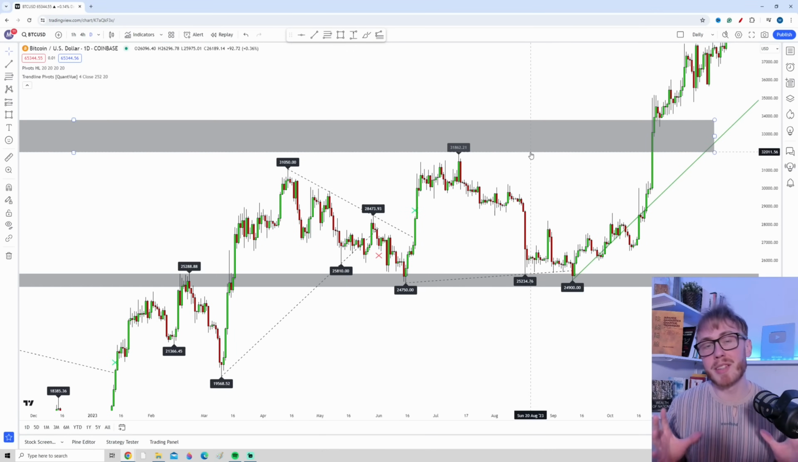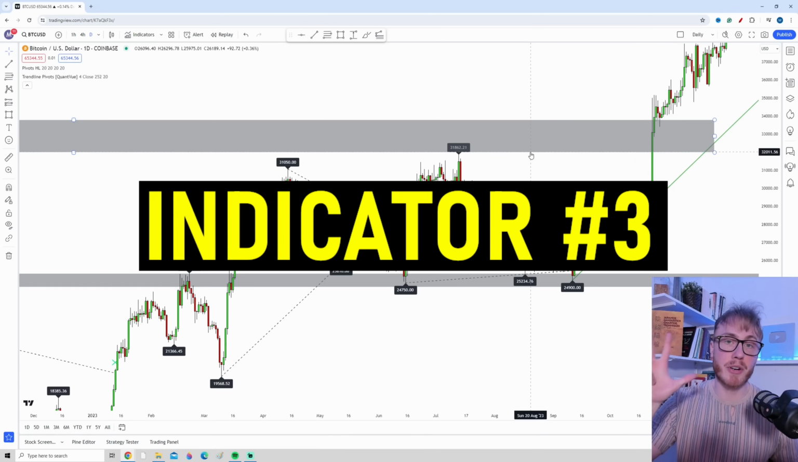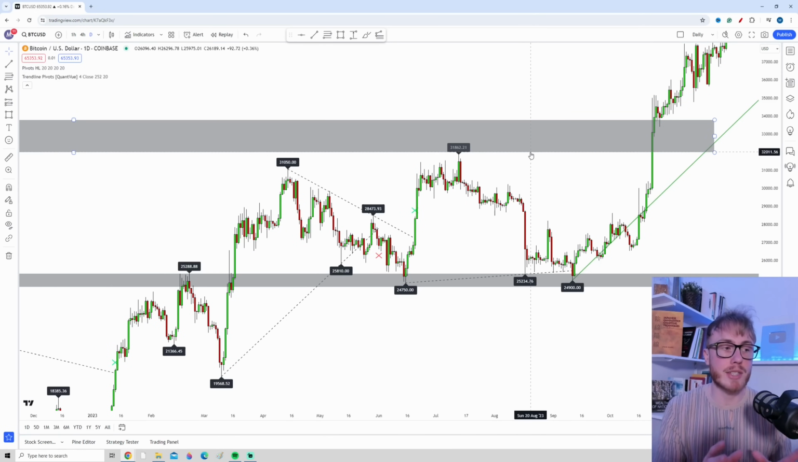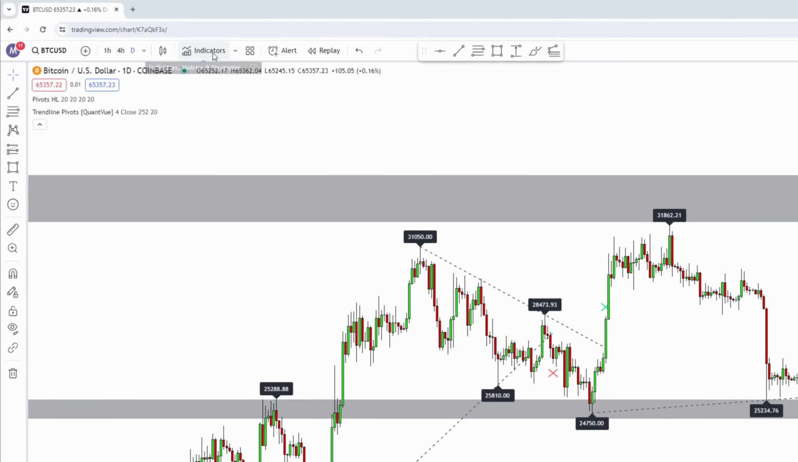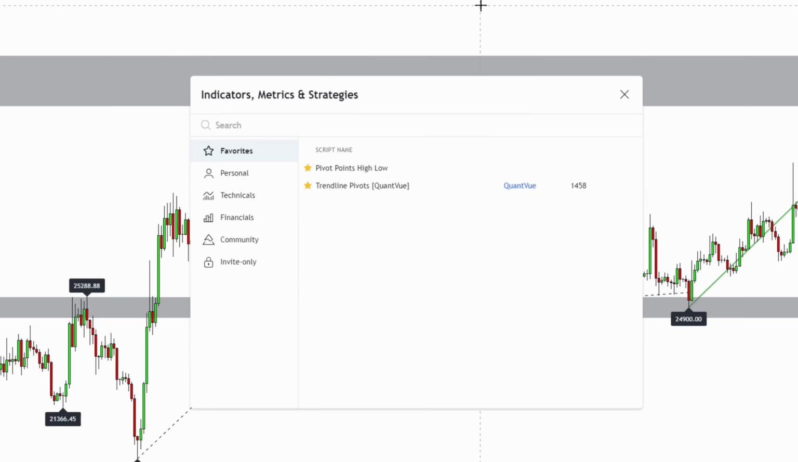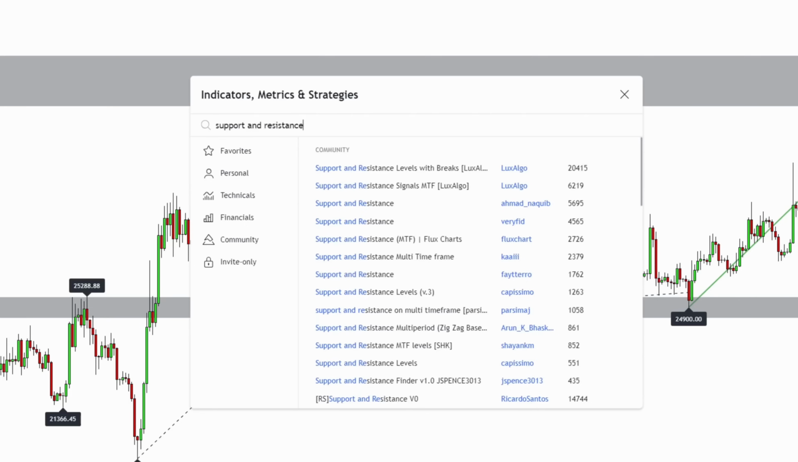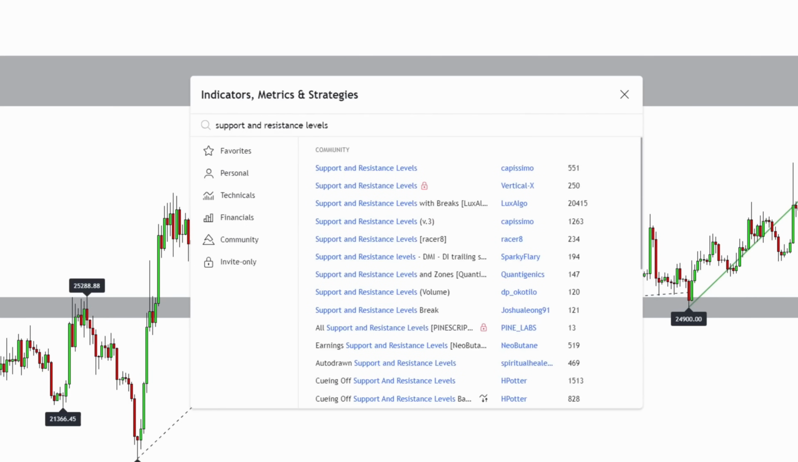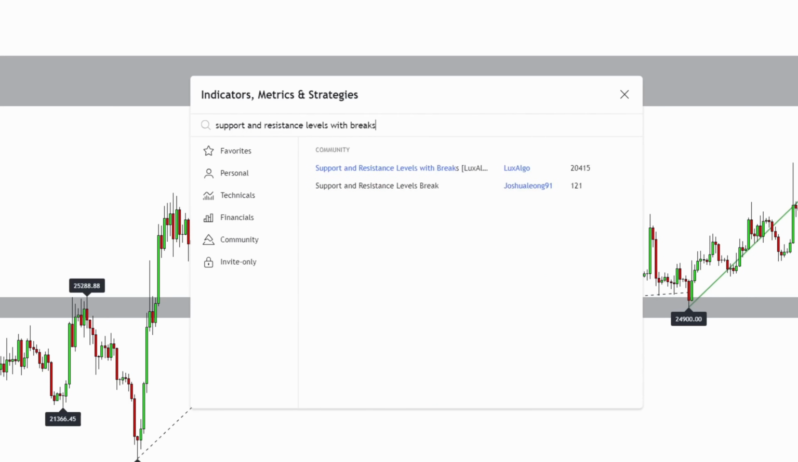All right, so last but definitely not least, we are ready to take a look at our third indicator. And also for this indicator, I recommend using it in combination with the pivot points high and low. And you can also, if you want to, use this indicator together with the trend line indicator as well. But now to open up the indicator, we once again go up here to the indicators tab in TradingView. And now what we want to search for here is support and resistance, and then I think it's called levels. So support and resistance levels with breaks. And the indicator we want to use here is the one at the top. It's the one created by LuxAlgo.